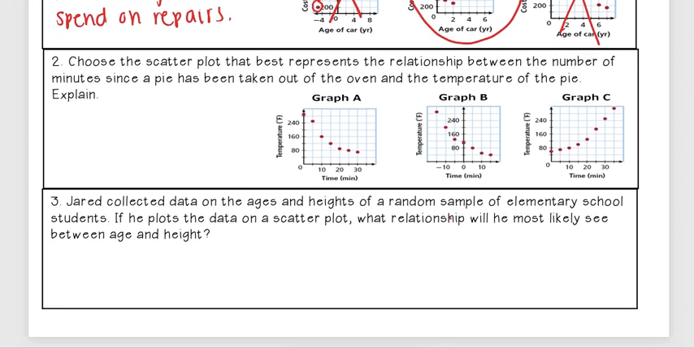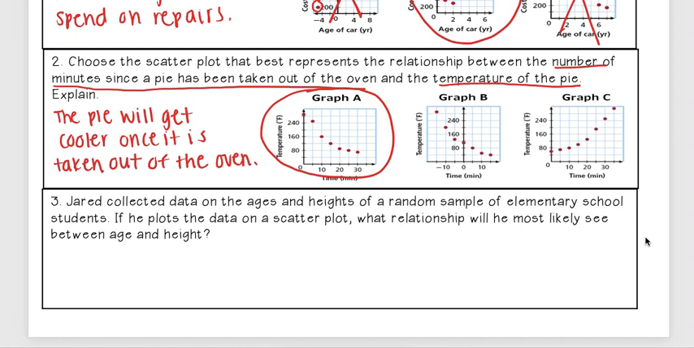Okay, let's try number 2. This one says, choose a scatter plot that best represents the relationship between the number of minutes since a pie has been taken out of the oven and the temperature of the pie. So go ahead and pause the video. I want you to think that through. What kind of relationship am I going to have for the time out of the oven and the temperature of the pie?